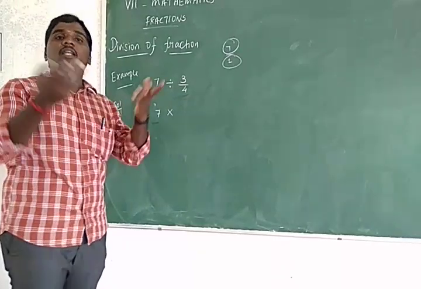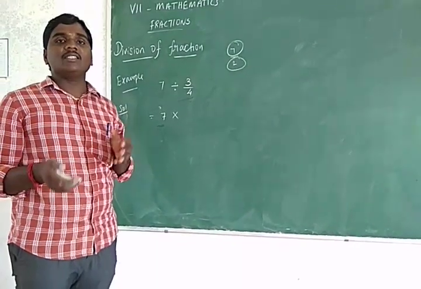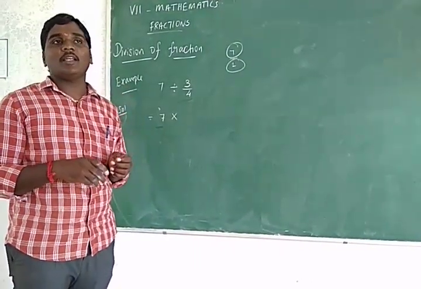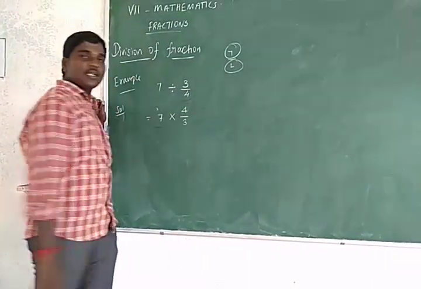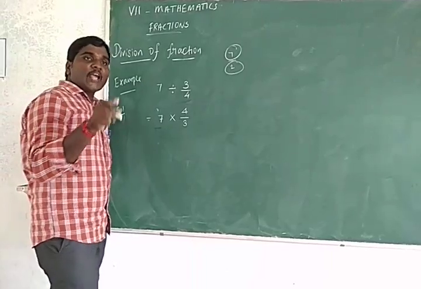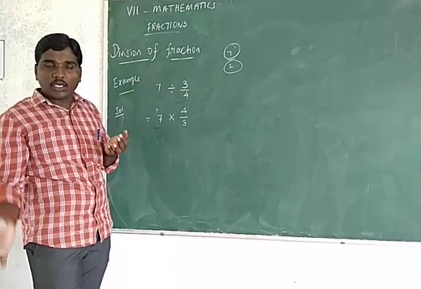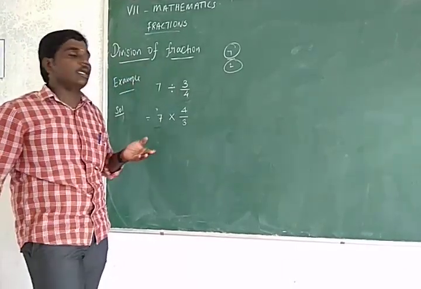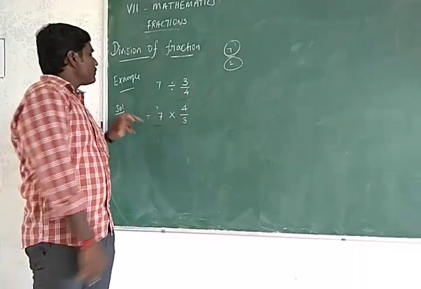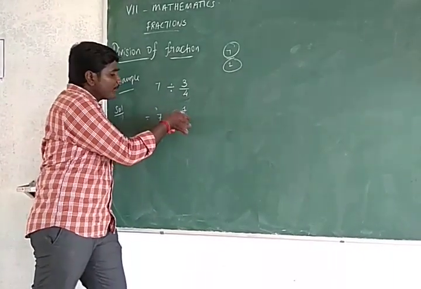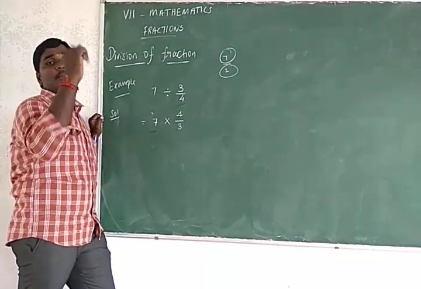How can we find the reciprocal? Very easy. Interchange the numerator and denominator. So what is the reciprocal of 3 by 4? 4 by 3. That's all. The reciprocal of a fraction means interchanging the numerator and denominator: the numerator changes to the denominator, and the denominator changes to the numerator. So the dividend is multiplied with the reciprocal of the divisor. Okay.